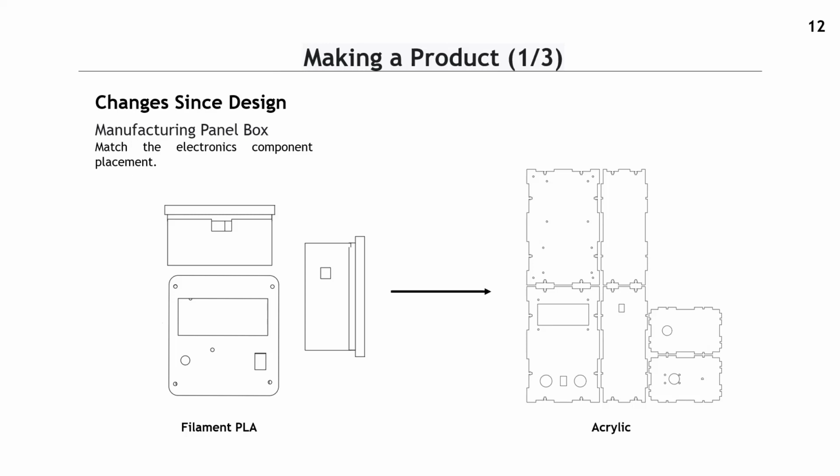Next, for making a product, there are three changes since the design. The first one is manufacturing the panel box. The design and sizing are changed because we don't have a 3D printer. That's why we will make the panel box with acrylic.